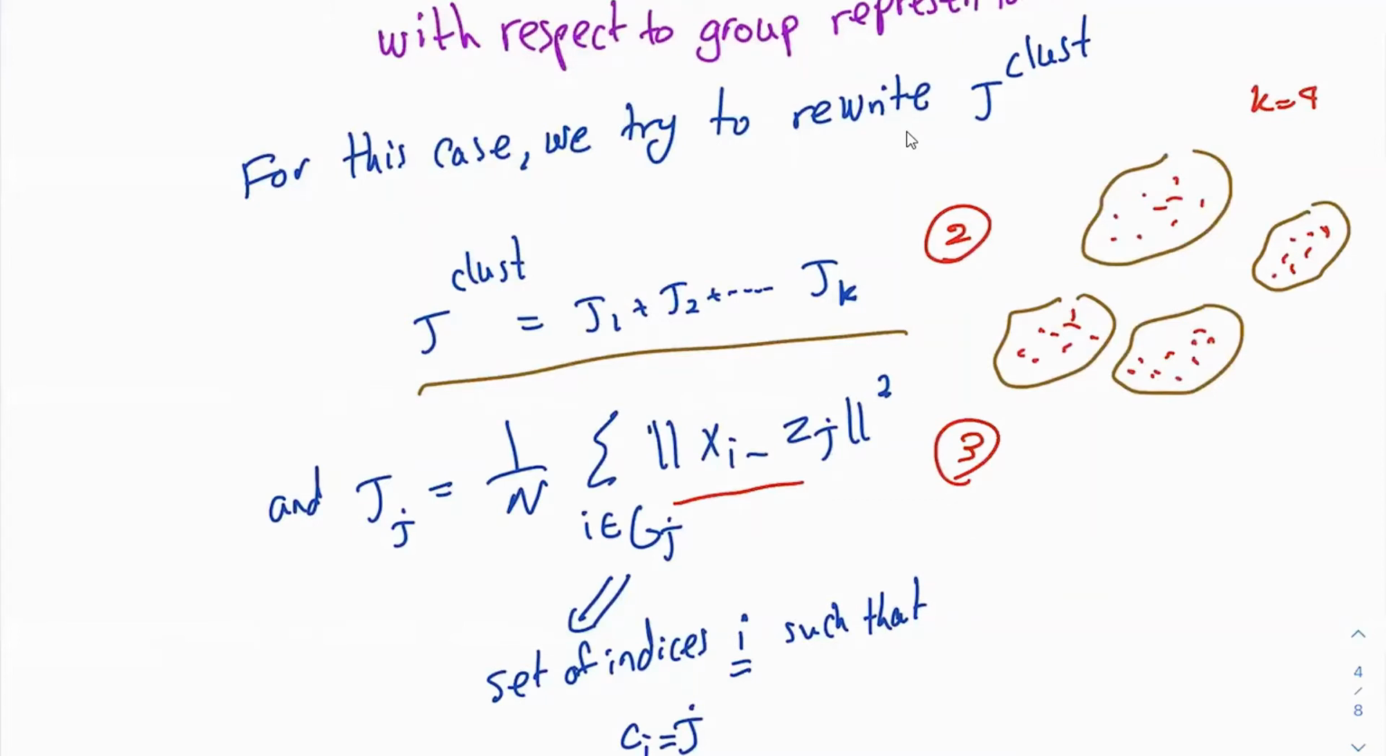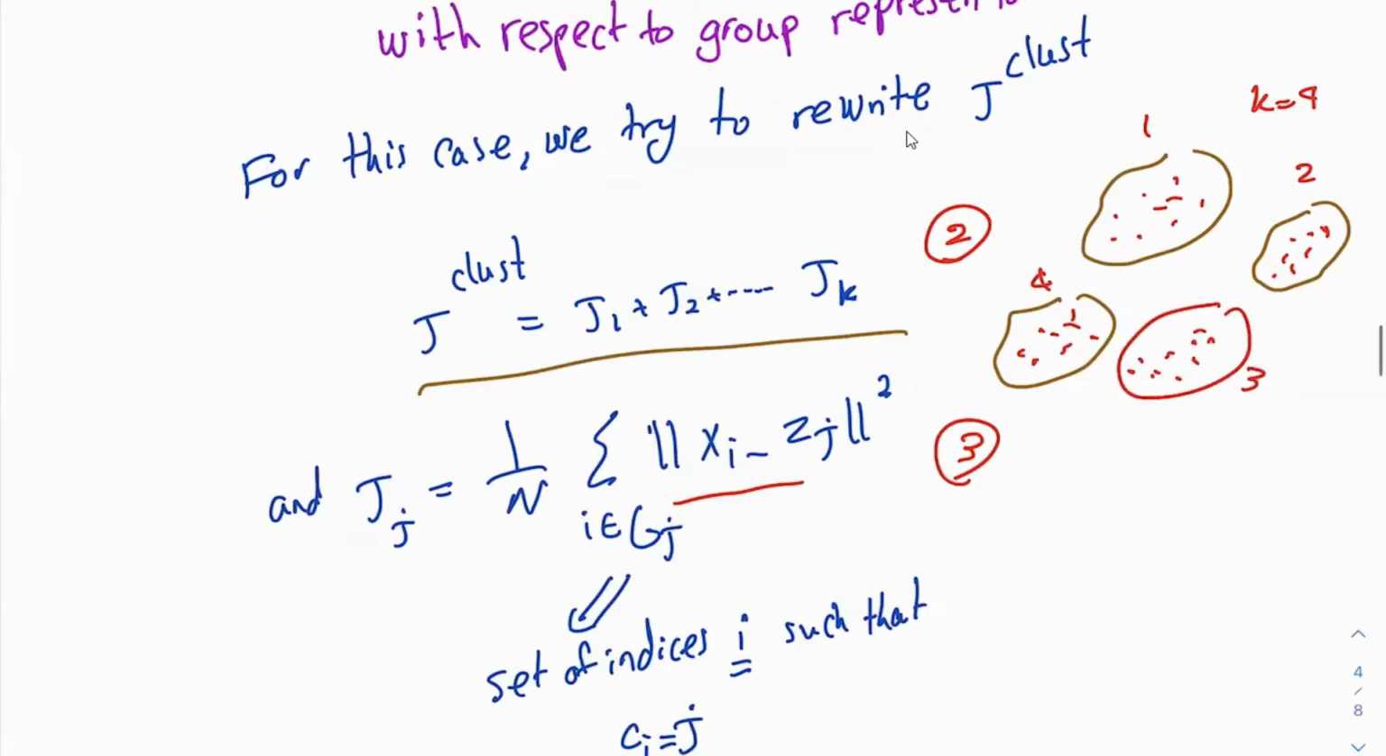So this time, for what points? For points i, the set of indices i such that it's in group j. Think of it like that: the indices i that are in group j. Group means cluster. So for example, this is x1, 2, 3, 4, 5, 6, 7, 8. Let's say that this is cluster 1, 2, 3, and this is 4.